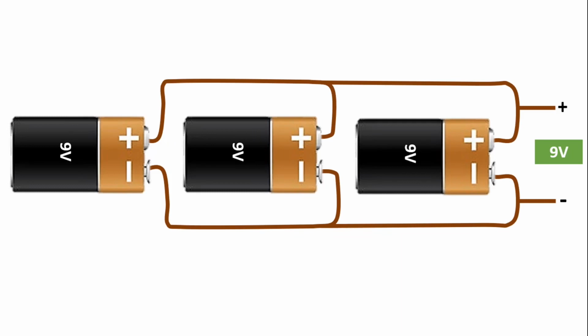So, what are the advantages of paralleling? We get the same voltage, but we can use it for a longer time. For example, if we can use a clock when we connect a single battery to a load, we can energize the same load for 3 hours when we connect 3 batteries in parallel.